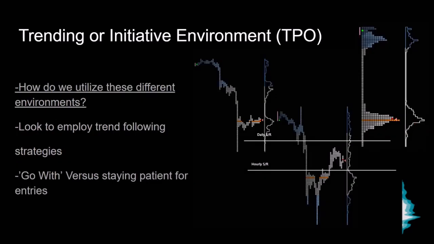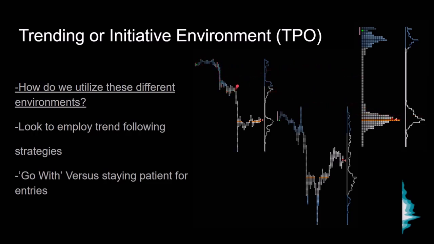So how do we utilize the trending environments or initiative environment types? We basically look to employ trend following strategies, which is MAs, right? Any oscillators, Heikin Ashi, anything special like that, right? So any trend following strategies is what we look to use on these different levels, because we can basically see that they don't give you a lot of opportunity sometimes to get back in.